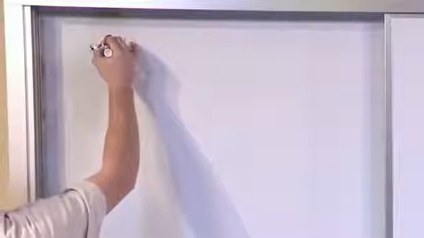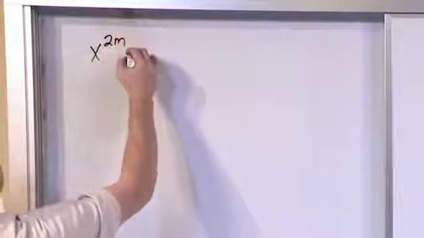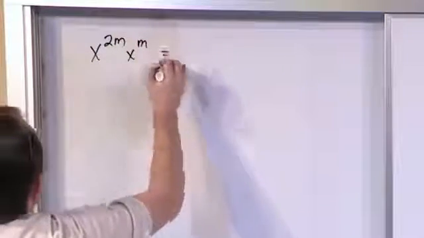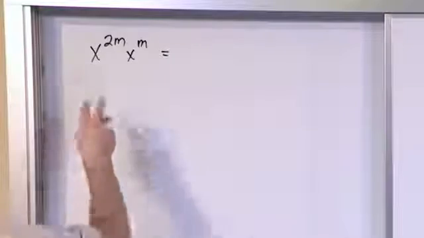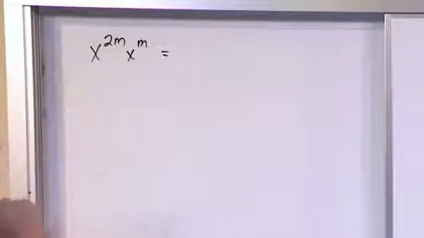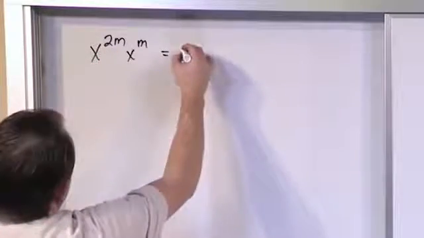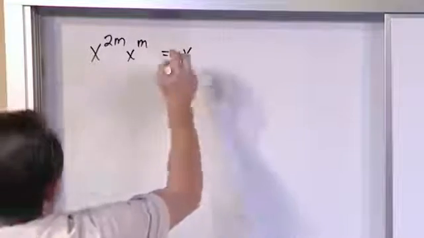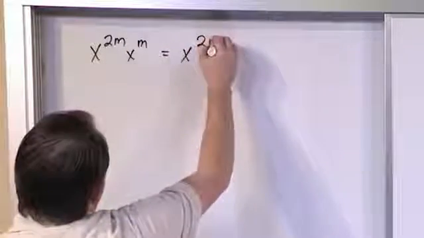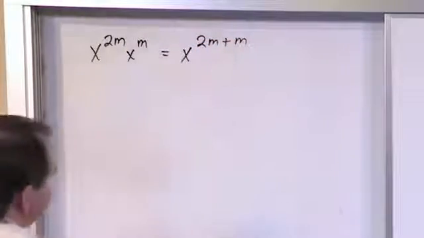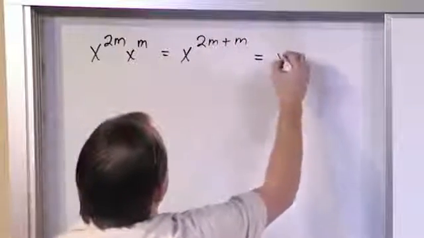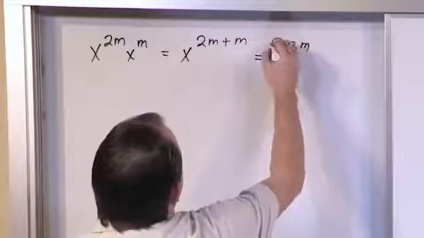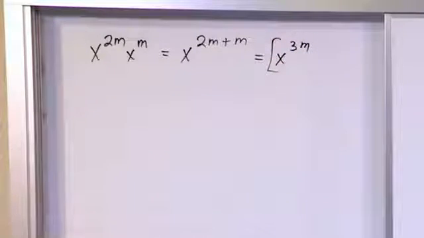All right, we're wrapping up the section here. Simple problems. x to the 2m times x to the m. How would you do this? The reason we're doing this is because up until this point, most of the exponents have been numbers. Here we have letters in there too. But the bases are the same, so we just add the exponents. 2m plus m. And we learned from simplifying expressions that we can add these together and make it x to the 3m. So that is the answer, x to the 3m.